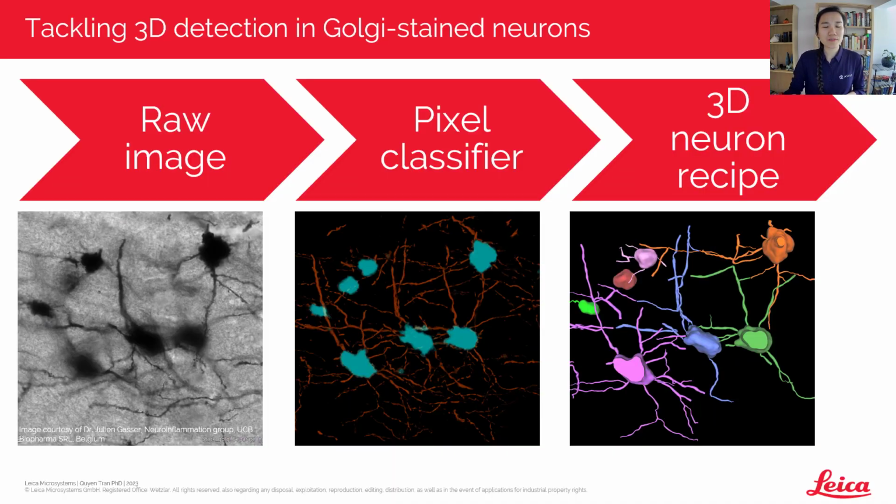Now, how did we achieve this? A brief look. I'll show you more in the demo later. First, we utilize Aivia's pixel classifier to enhance the somas and the dendrites separately, as they have very different characteristics. We also made sure in the pixel classifier to enhance the in-focus regions of these two components. We then used the new 3D neuron analysis recipe, taking advantage of the two new channel input functionality to trace the neurons you see here.